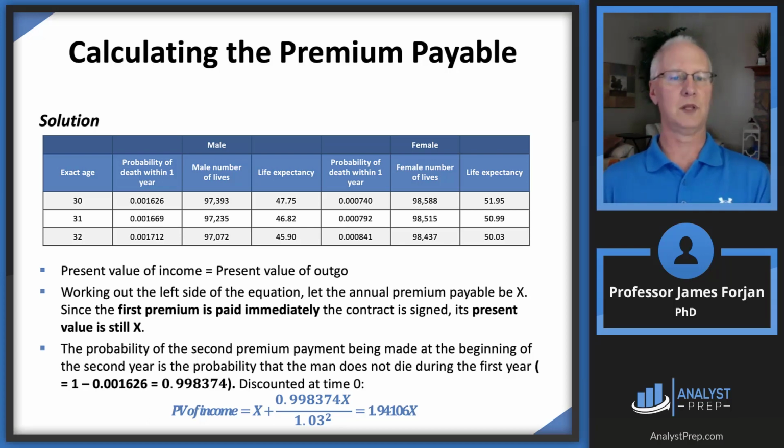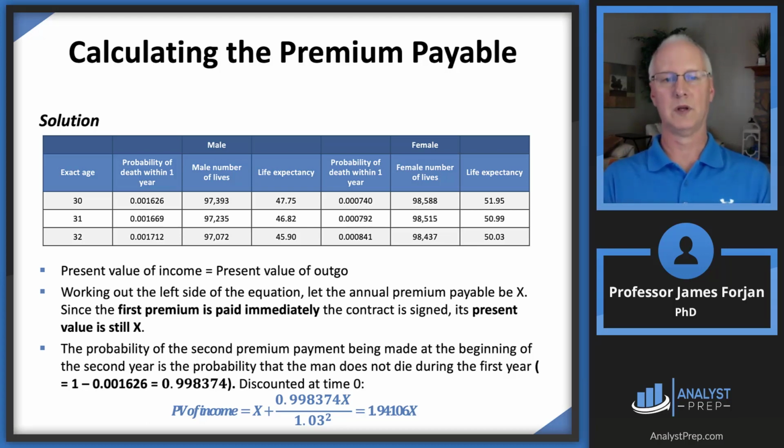Well, let's go up to the table and we see that row of the exact age 30 probability of death within 1 year, .001626. Let's subtract that from 1, and that's going to give us the 99.8374. All right, so think about what we're doing. We're paying X today. Let's say it's $1, and then a year from now, we're paying 99.8374 cents, right?